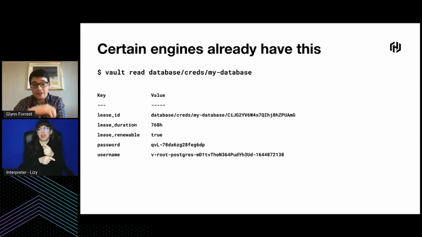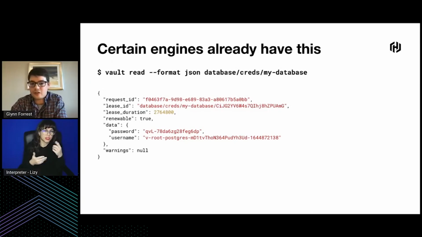Now, certain secret engines already have this. If you look at, say, the database engine, here's a Postgres example. When we request some credentials from this secret engine, we always get the data in the same structure. We get a username and a password and some lease information. Here's what it looks like in JSON format. This is how the Vault API will return it. You can see that the username and password is nested under a data dictionary there.